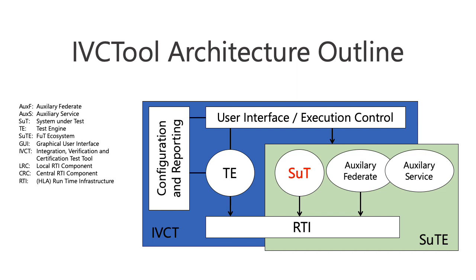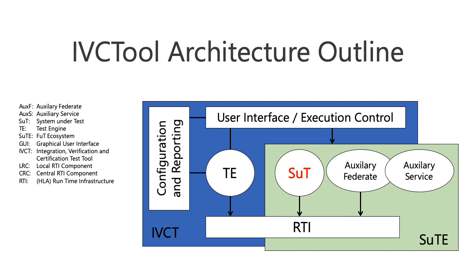So we have two areas. The green area, this is just the federation as it used to be. We don't change the FOM definitions or anything, just use the existing federation. And the IVCT will only have one component of it, the test engine, as a federate in the system under test federation.